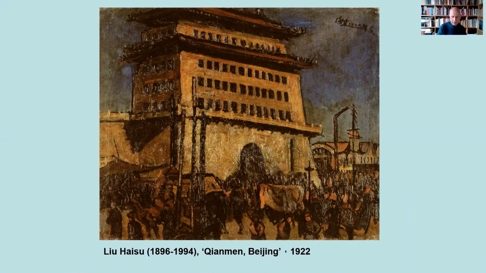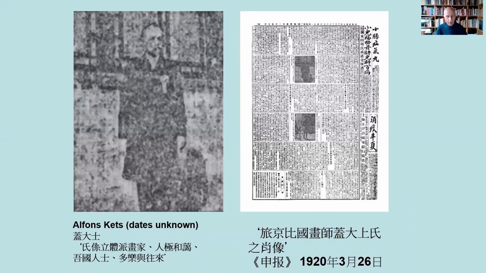The same sort of trajectory can be identified with regard to awareness of Cubism. In March 1920, the newspaper published a photograph with a caption reporting the visit to Beijing of the Belgian Cubist painter Guy d'Archamps. Now, this would appear to be Alphonse Ketz, who was hired by Tsai Yuanpei, already mentioned as Chancellor of Peking University, to teach oil painting there.